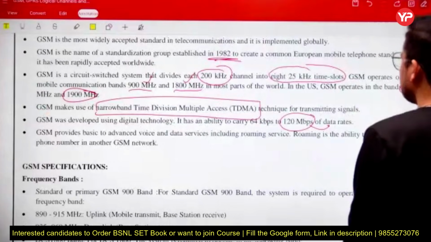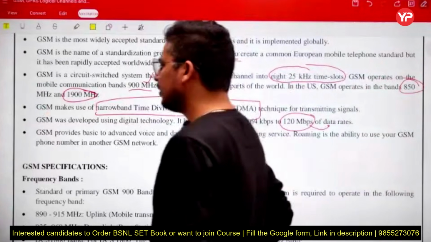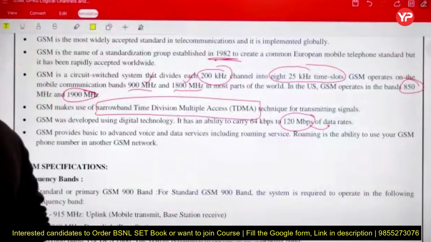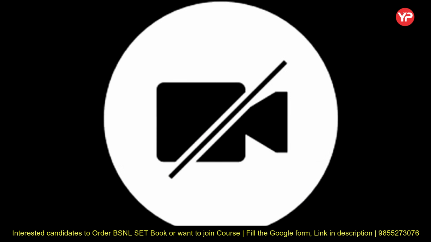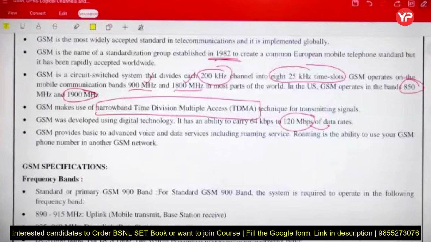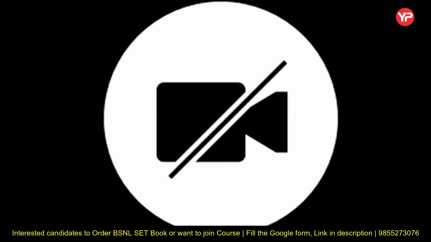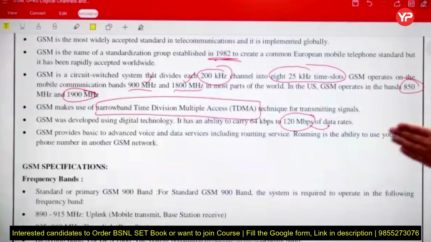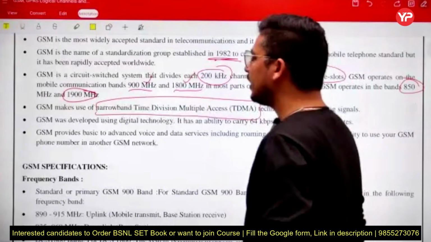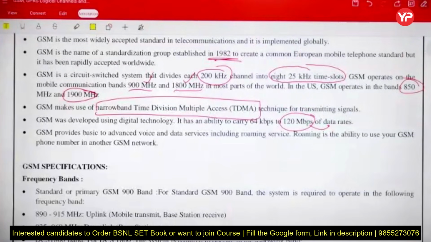See, in previous cases, in the starting, before Geo came, there was a thing called roaming. Are you aware about that one or not? हाँ जी, पहले रोमिंग होती थी, जब से 4G आया, जियो आया, उसने सारी की सारी चीजें खत्म कर दी। Before that, we had roaming. Whenever you come from one state to another state, you are in a roaming network. So GSM provides the basic advantage of voice and data service, including roaming service.